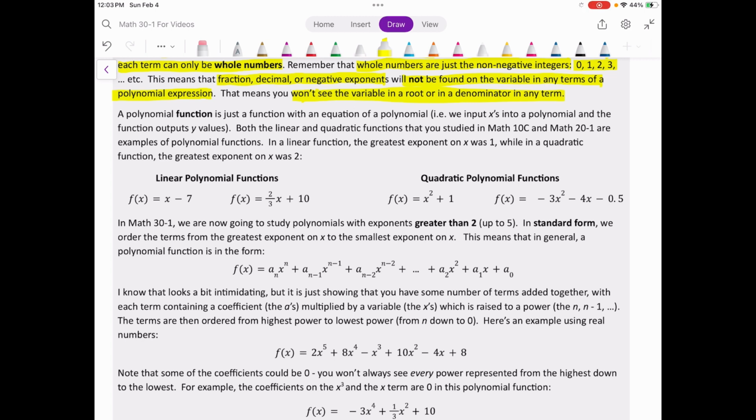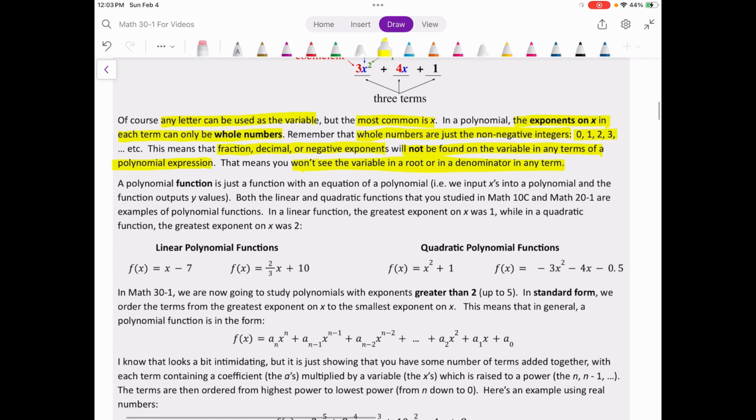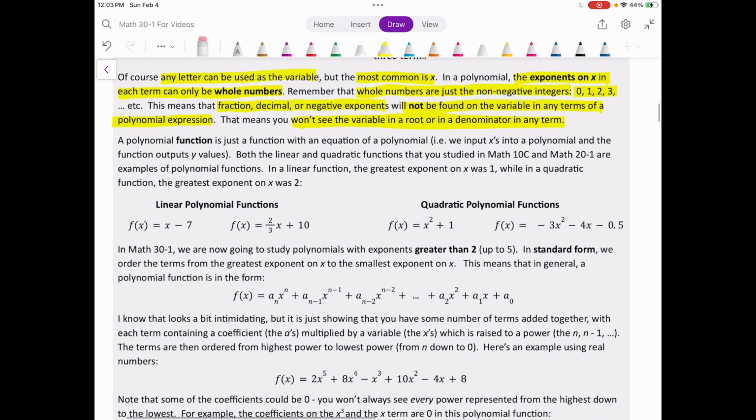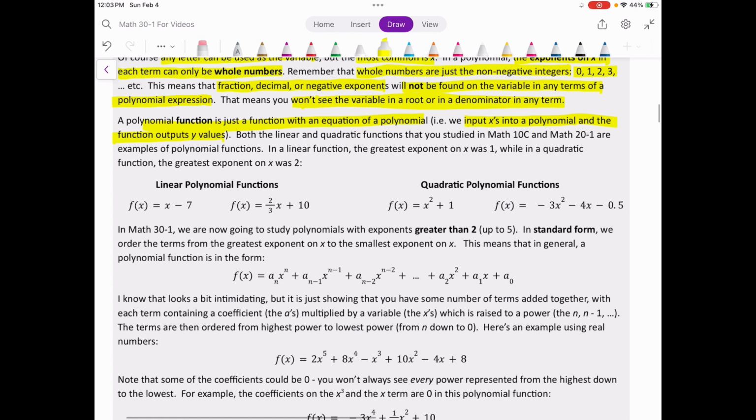It's just a function where the equation for that function is a polynomial, right? That's probably not too shocking. If I were to go to this and just say f of x equals this stuff, there we go. Now it's a polynomial function, right? If I say y equals that, I've written out a function. So a polynomial function is just a function with the equation of a polynomial. In other words, we're going to input x's into a polynomial function or polynomial equation, and then it spits out the corresponding y values. You've studied tons of polynomial functions, right?